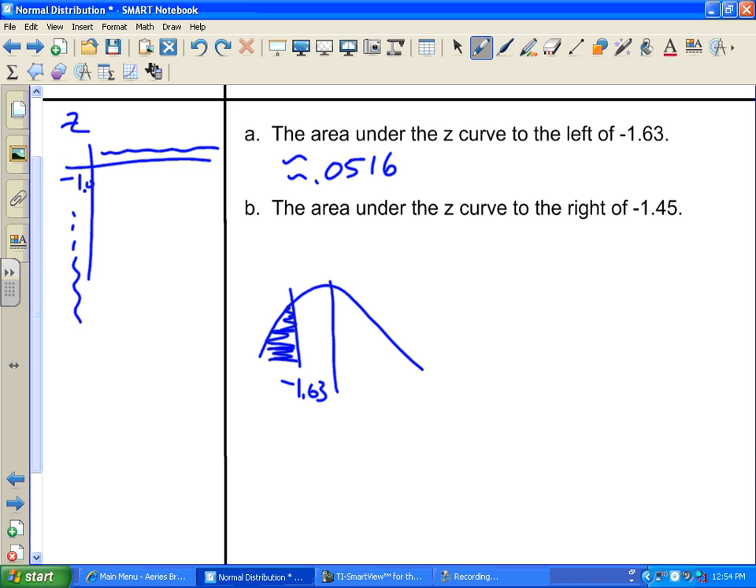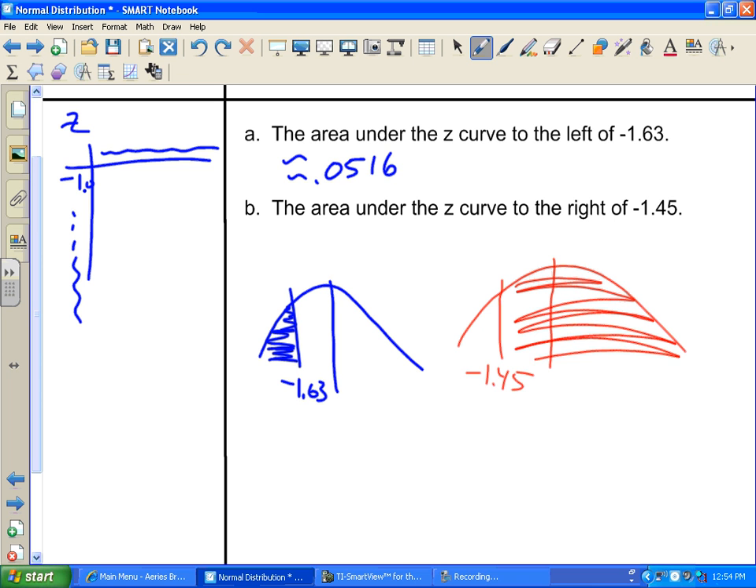All right. My next question for you guys. I want you to use your charts. How do you find the area to the right of negative 1.45? Now notice this question is asking me to find this area over here. How are we going to find that? You can't. It's not going to be on the next page. Your negatives are on one page. Your positives are on one page. The chart only gives it to you from the left to the right.